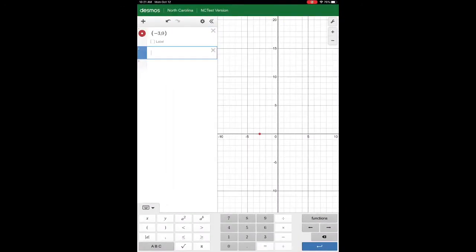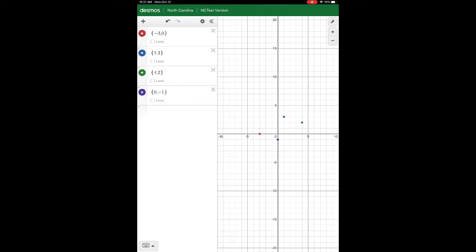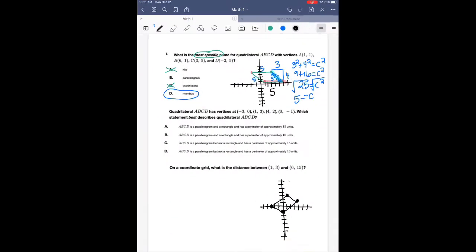So I think the first one was (-3, 0). Then we had (1, 3), (4, 2), and then (0, -1). All right, so when I'm looking at that, I can definitely see that that is not a rectangle. So we're going to start with this is a parallelogram that is not a rectangle. So we're going to get rid of A and B. So then the question is what is the perimeter?